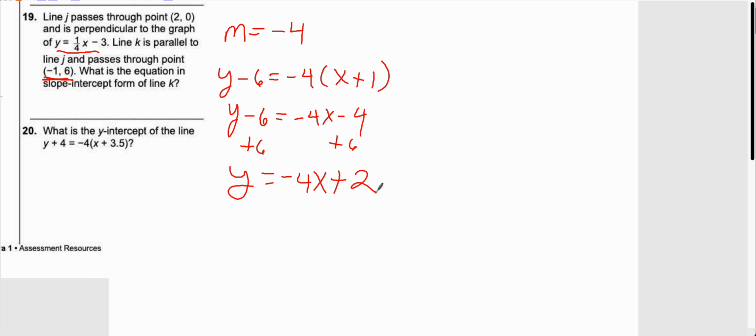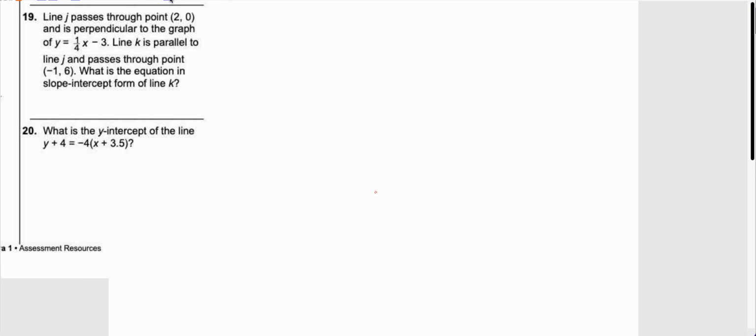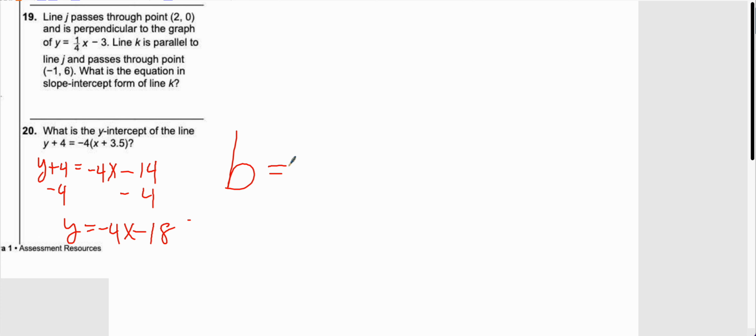What is the y-intercept of that line? So it's in point-slope form. I need to get it to slope-intercept form, right? Minus 14. Minus 15. And take away 4. y equals -4x, take away 2.